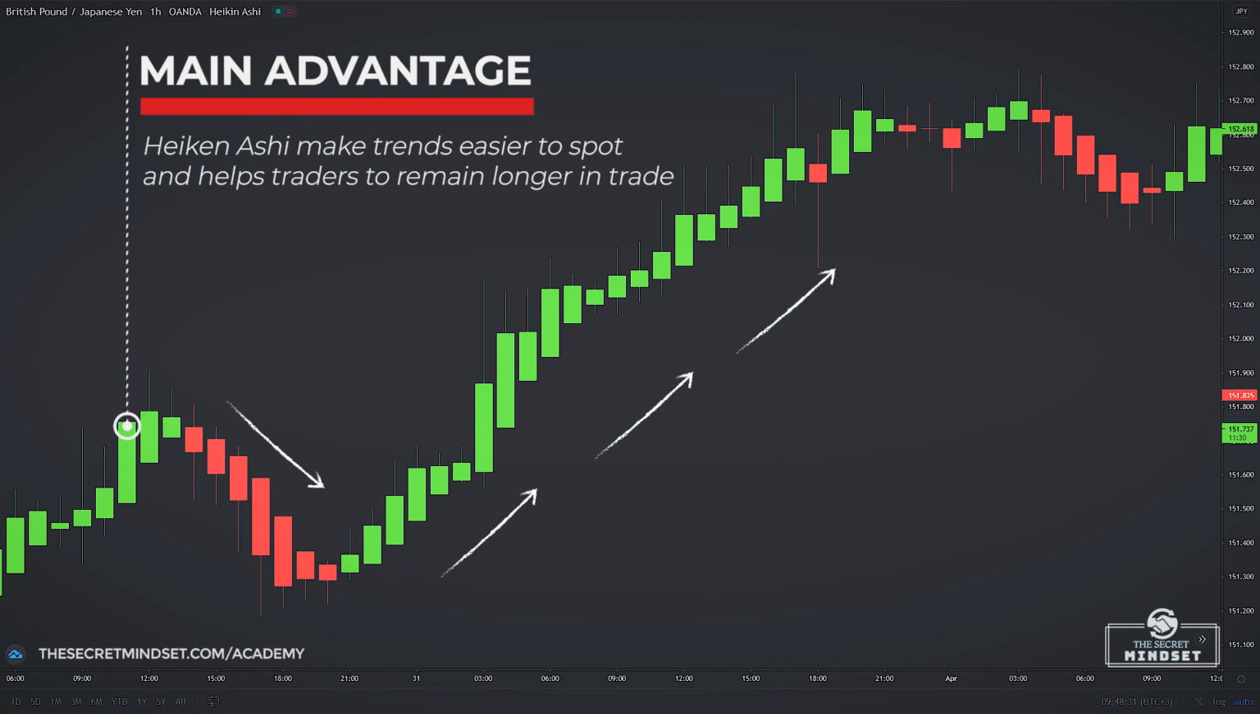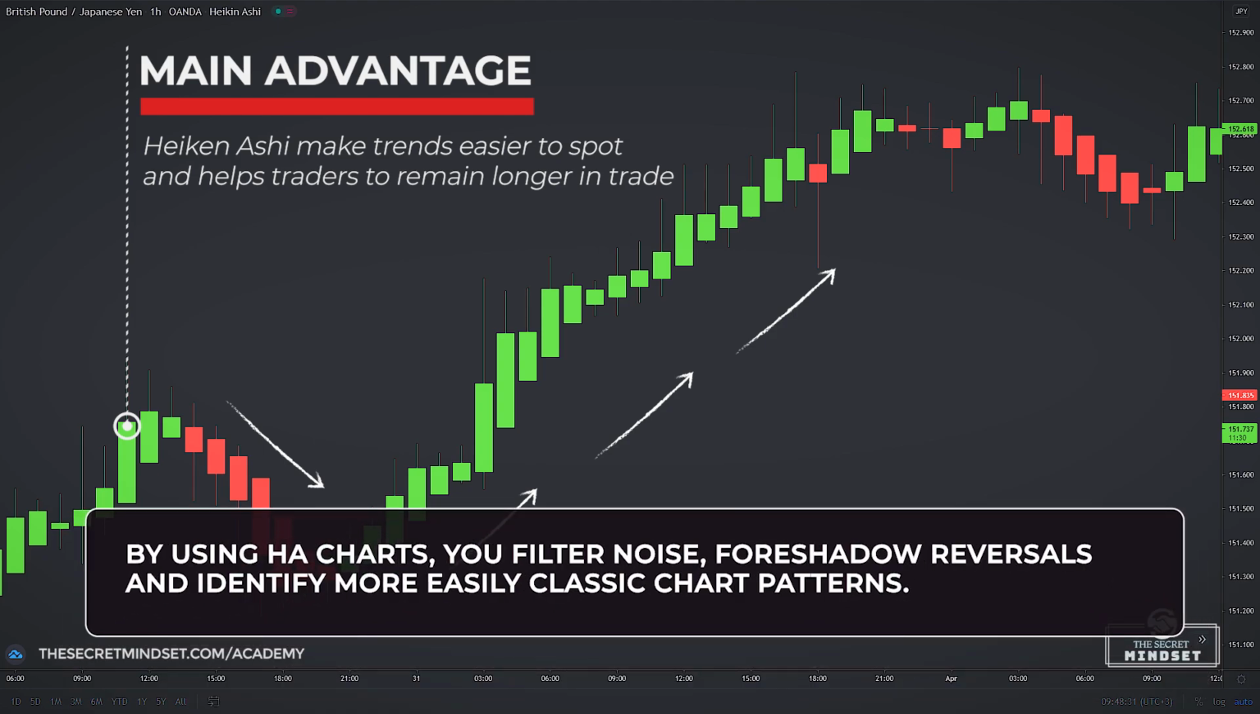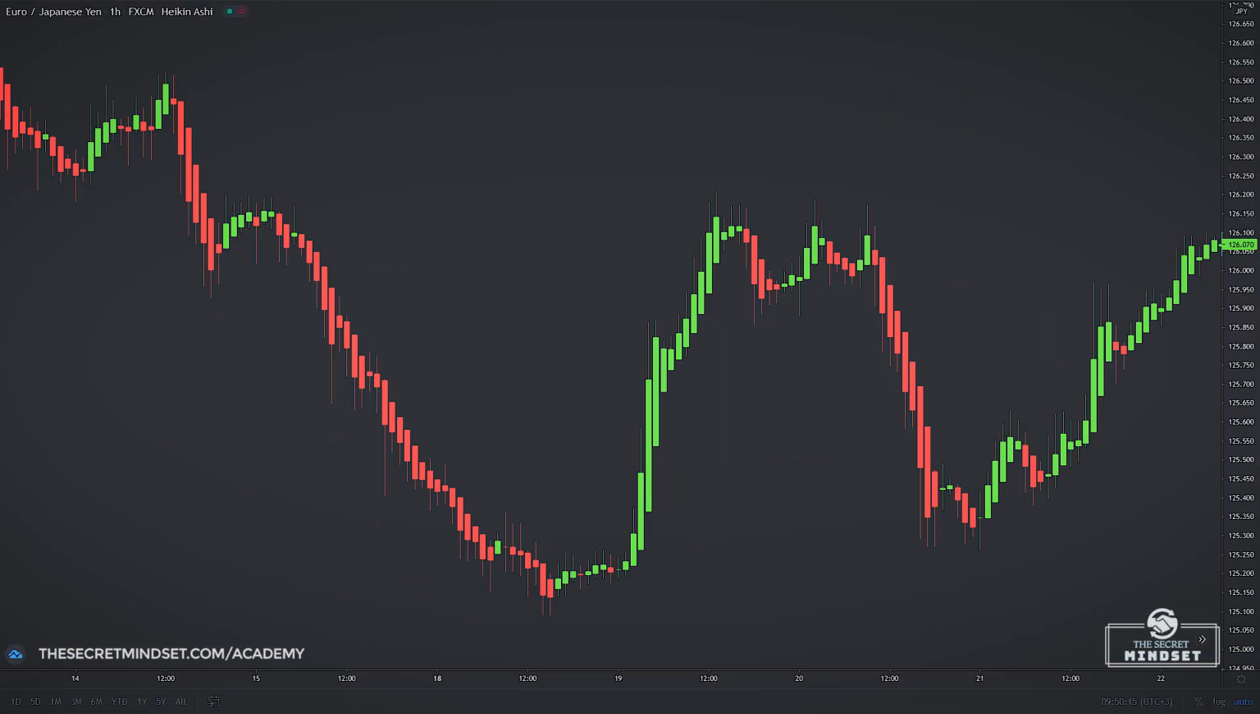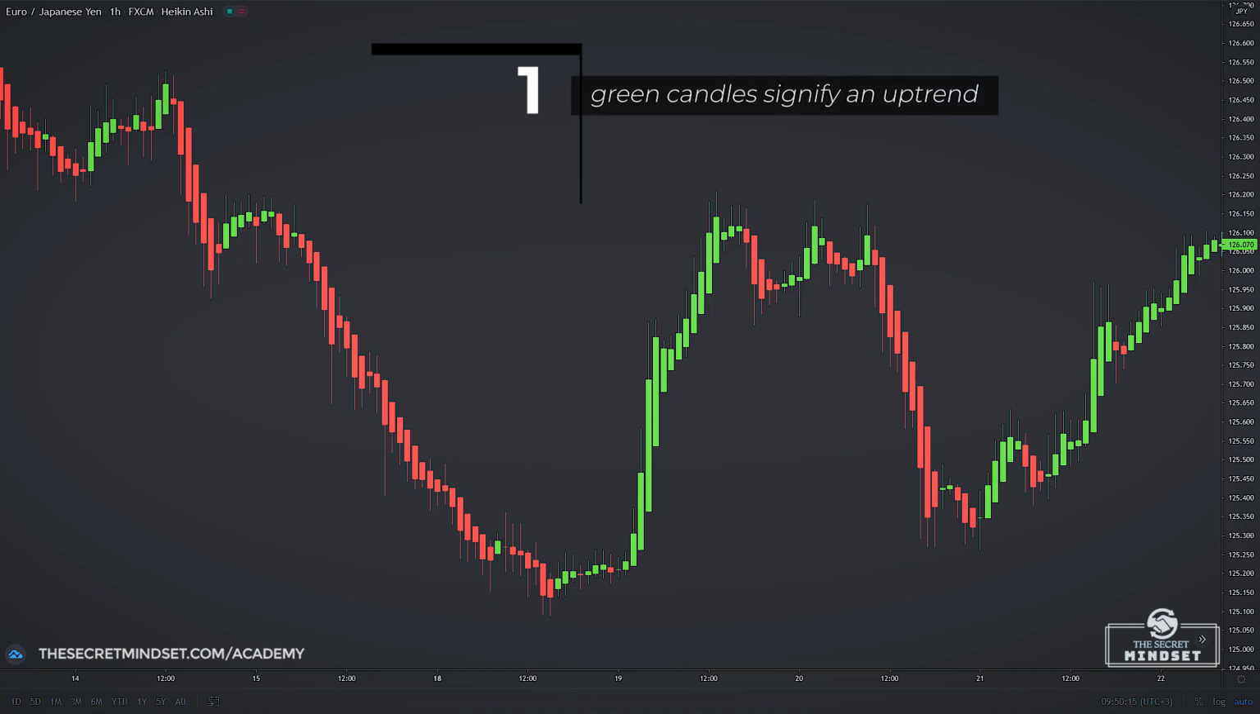Each of the Heikin-Ashi bars starts from the middle of the bar before it, and not from the level where the previous candle has closed. This is a major difference between the standard and the Heikin-Ashi candlestick patterns. And this is important to know because in this way, you filter noise, foreshadow reversals, and identify more easily classic chart patterns. There are 5 primary signals that identify trends and trade opportunities.